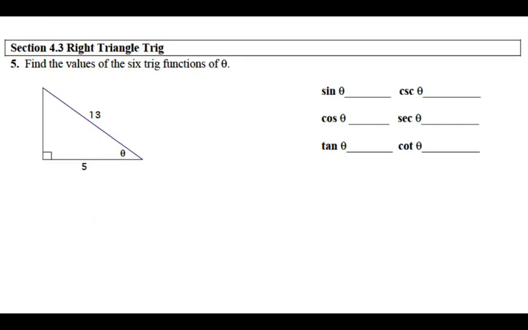Okay, right triangle trigonometry. So this one is good old SOHCAHTOA. I'm going to go ahead and write SOHCAHTOA. Please make sure you can spell SOHCAHTOA correctly, otherwise that defeats the purpose. I'm going to go ahead and label my sides. There's my theta. Straight across from theta is the opposite. Right next to is the adjacent. And of course the longest side across from the right angle is the hypotenuse.